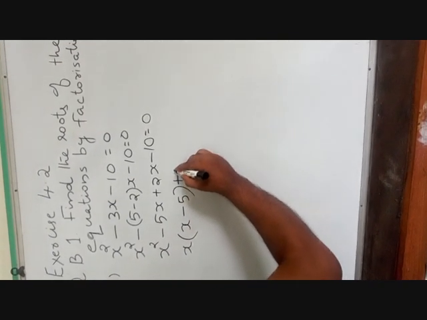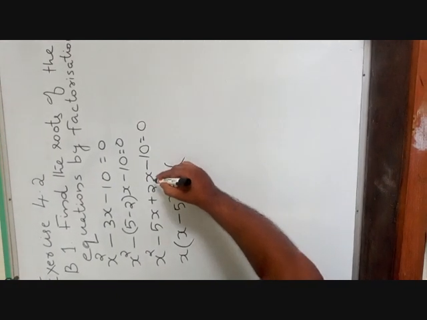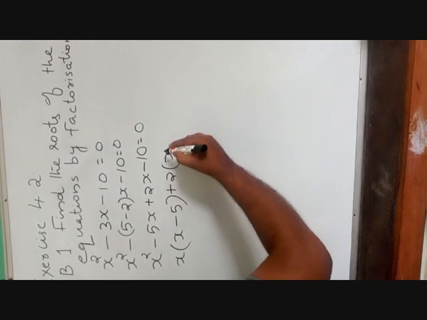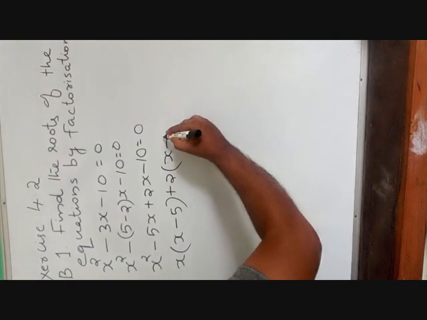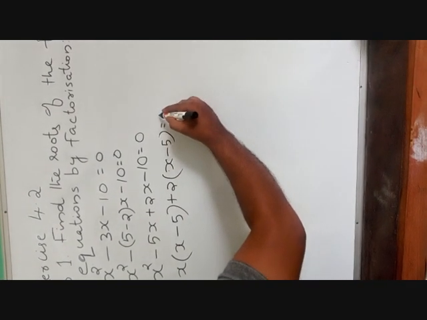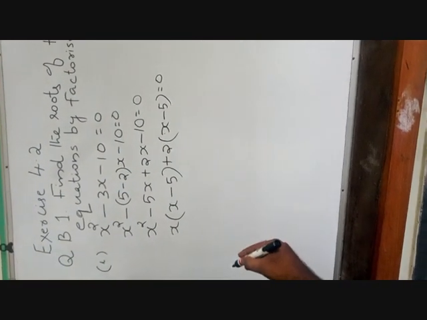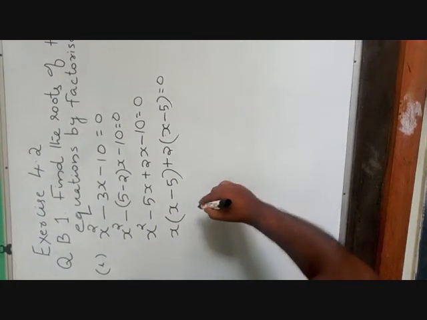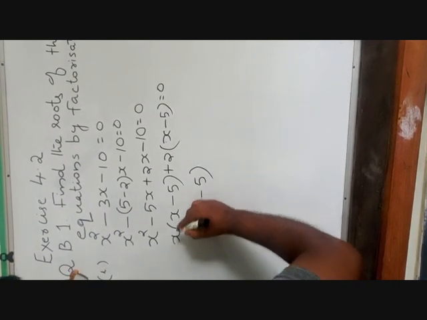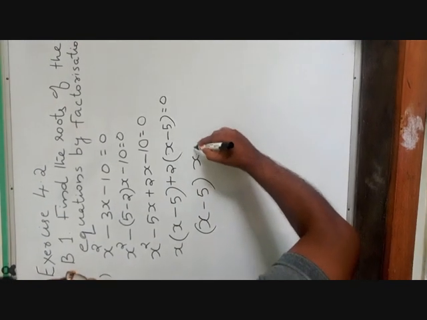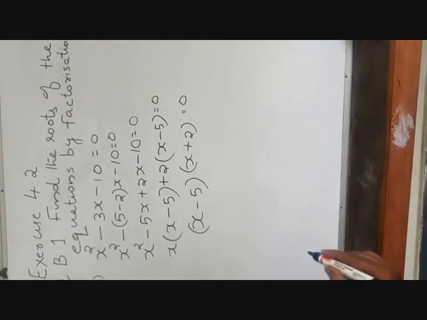Plus 2 we can take out from the second part. Here x is remaining. After that we have to divide minus 10 by 2, that is equal to minus 5, is equal to 0. Now there is one common factor, that is x minus 5. This we can take out, x minus 5. The remaining one is x plus 2. x plus 2 is equal to 0.